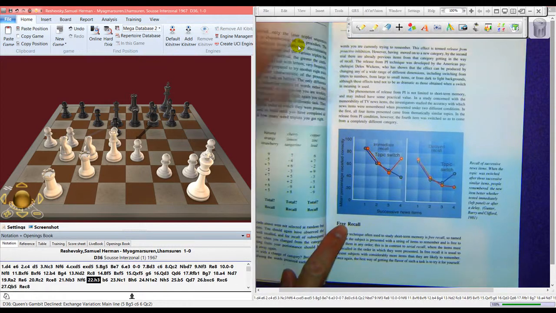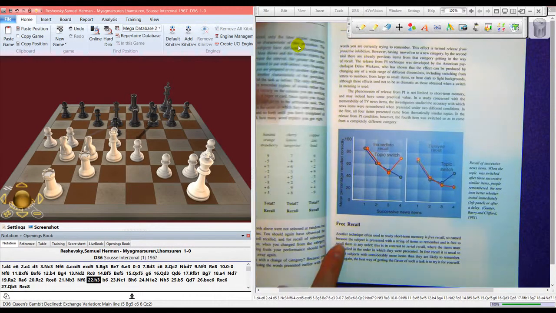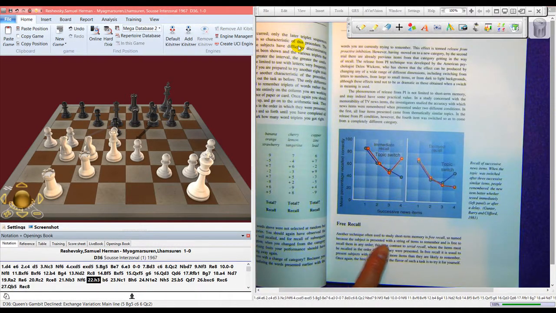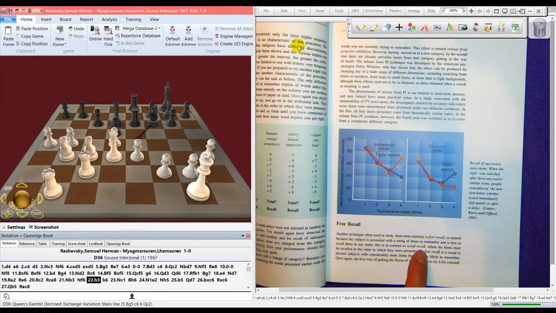And this one down here about free recall. It says another technique often used to study short-term memory is free recall, so named because the subject is presented with a string of items to remember and is free to recall them in any order. This is in contrast to serial recall. Example would be like if you were to name moves from a chess game, you just put them in random order, that would be free recall.